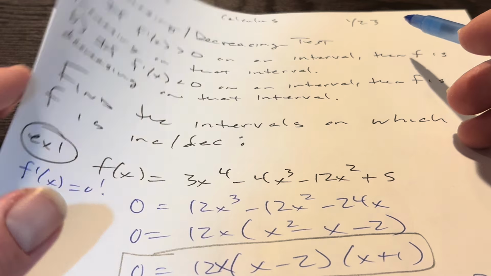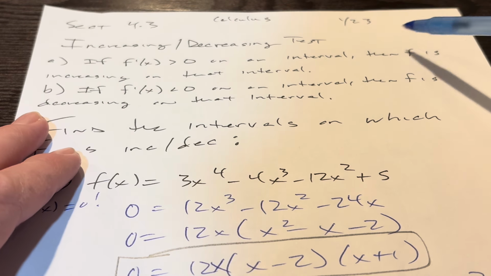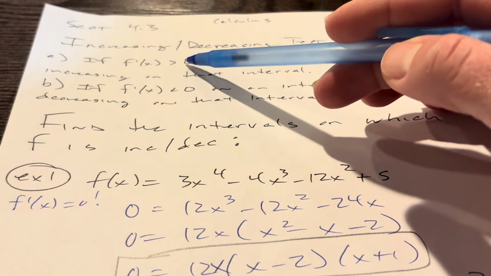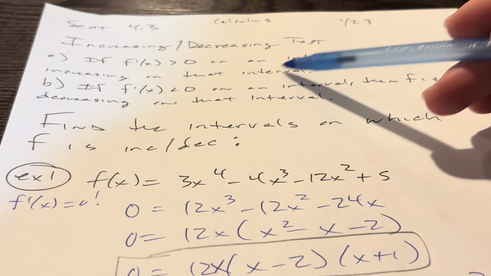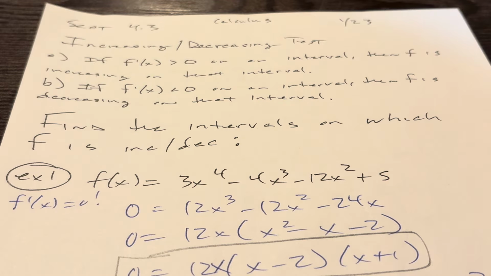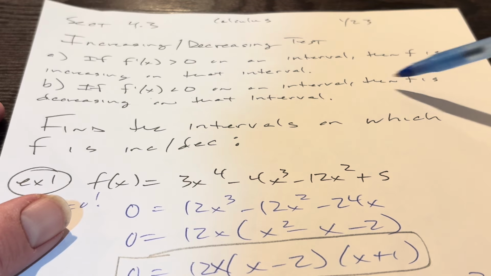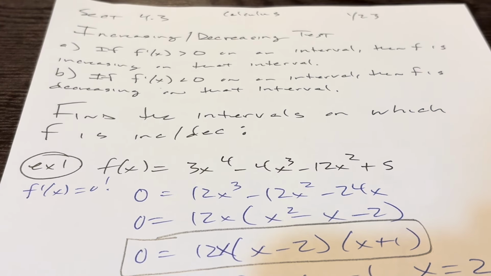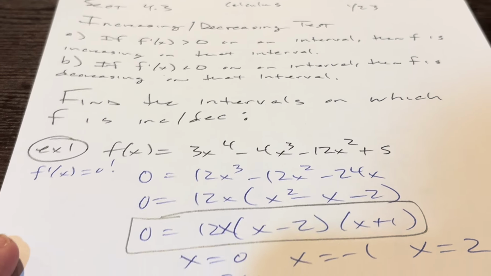All right, here's what I need you to write down. Obviously, have a bunch of paper and then have some other paper later. We have the increasing, decreasing test. If f prime of x is greater than 0 on an interval, then f is increasing on that interval. If the derivative is positive on an interval, then f is increasing. And if the derivative is negative on an interval, then f is decreasing on that interval.